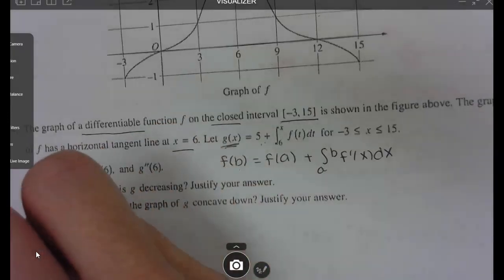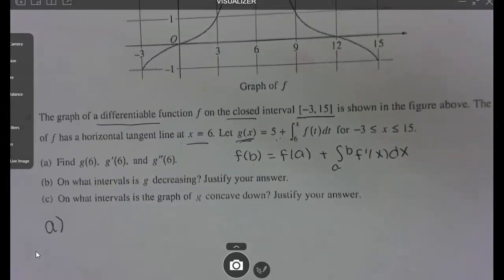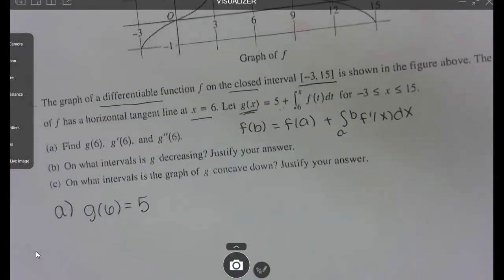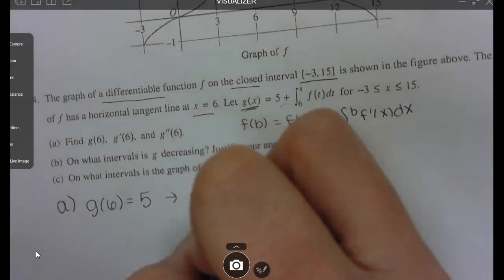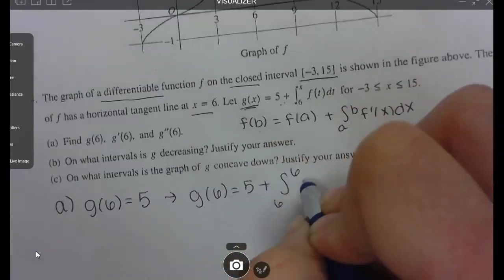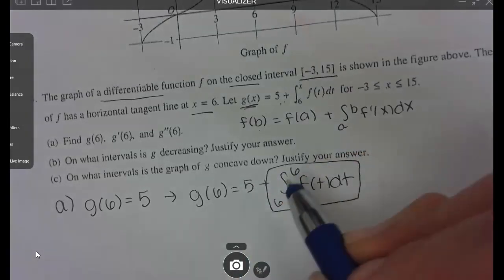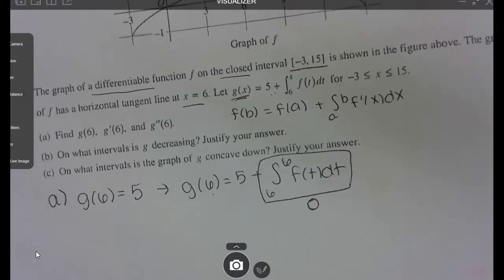So part A, question 1, said find g of 6. So g of 6 is equal to 5. And if you had done it the long way, it would have looked like g of 6 equals 5 plus the integral from 6 to 6 of f of t dt. And again, we know any integral that has the same upper and lower bound is 0. So that is another way you could have gotten g of 6 equals 5.